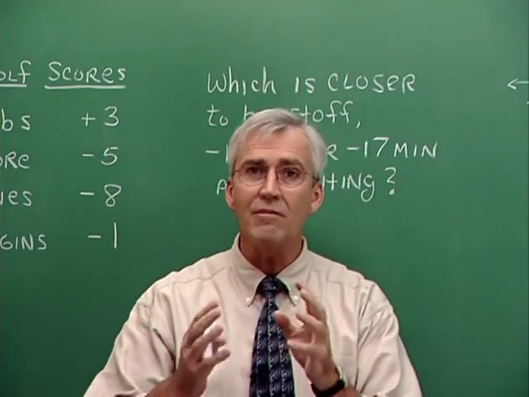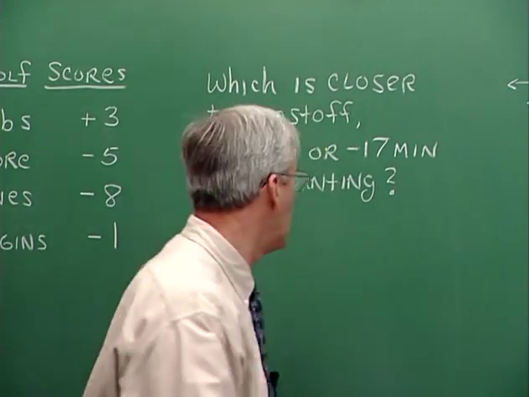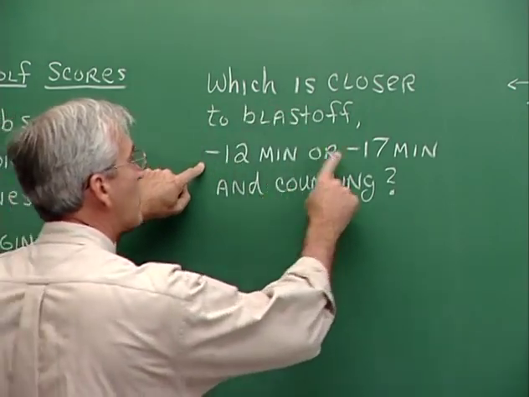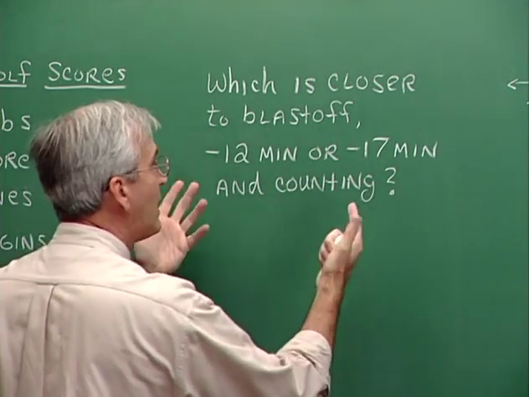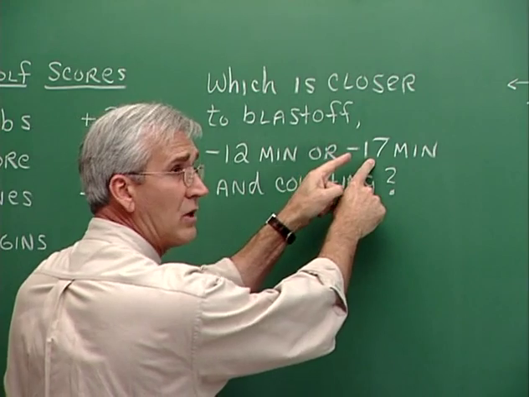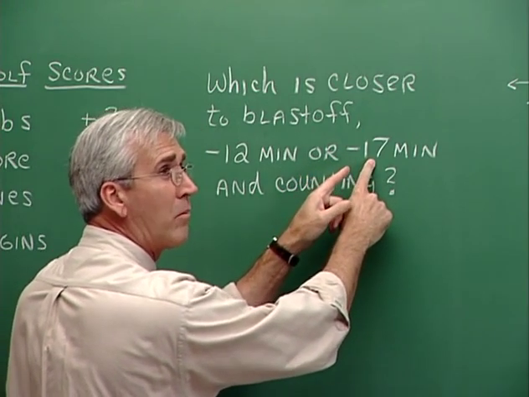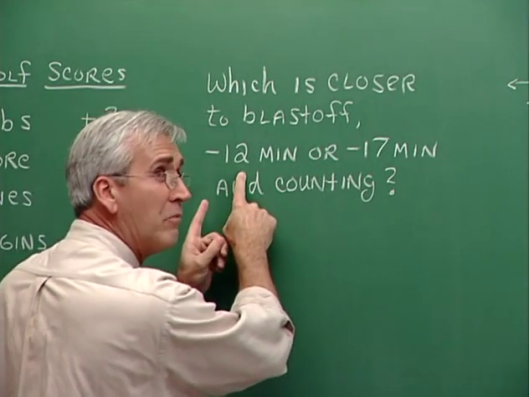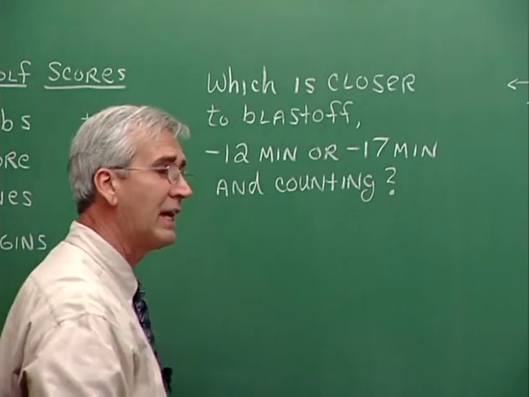So there's a negative value associated with the time prior to blast-off. So a T minus 12 minutes or a T minus 17 minutes, these are times prior to blast-off. 17 minutes before blast-off would be a larger amount of time before blast-off than 12 minutes before blast-off would be. This is the time that is closer to blast-off, -12 minutes.